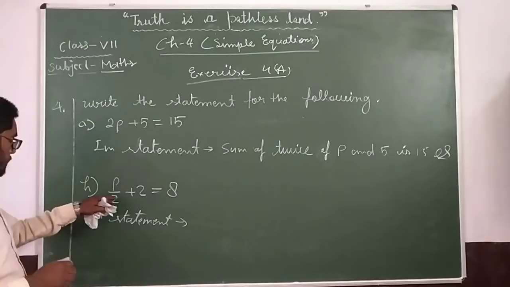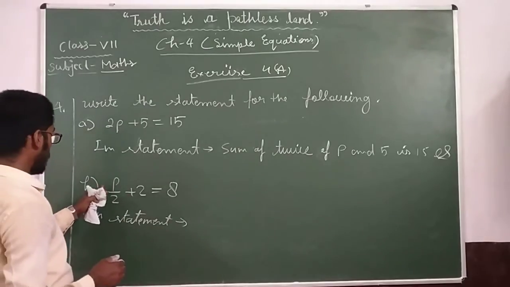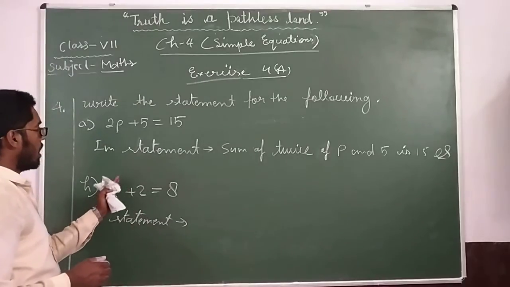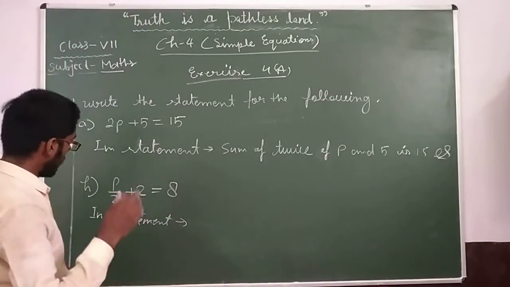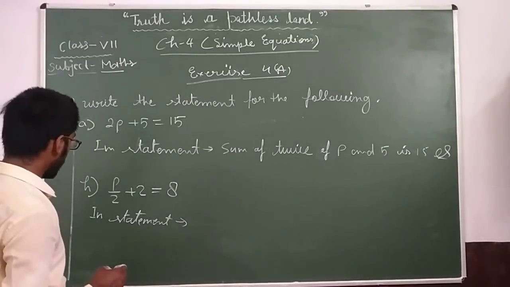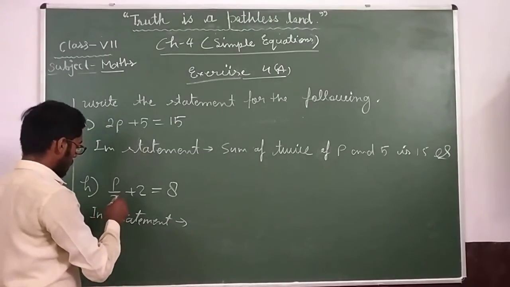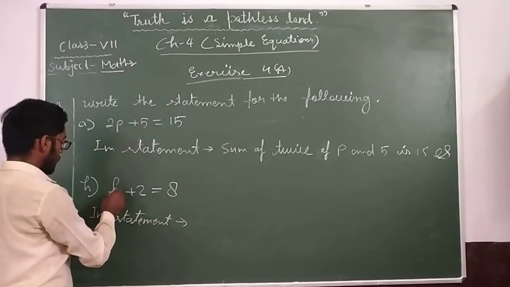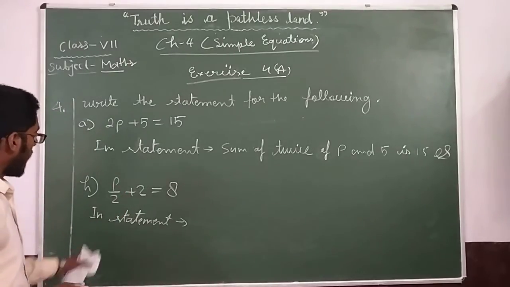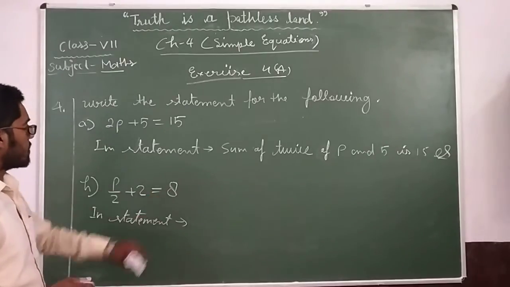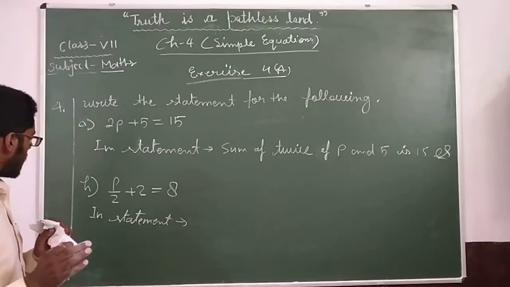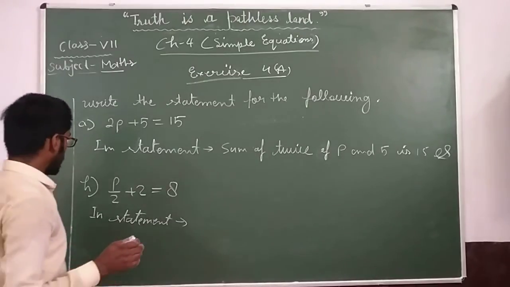How do you write this? See, the sum of 2 and half of p gives 8. Think another way. p is divided by 2 and when added with 2 gives 8. Okay, so these are different ways of expressing your statement.